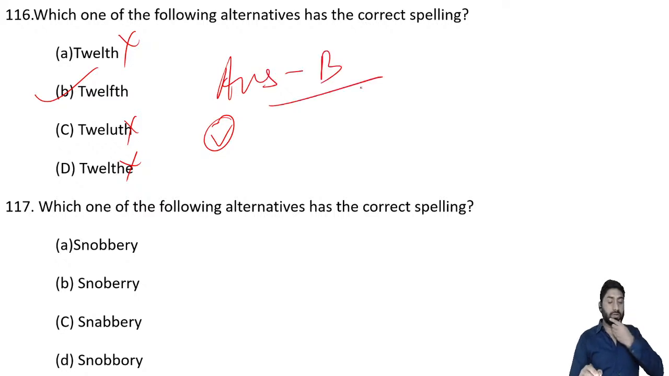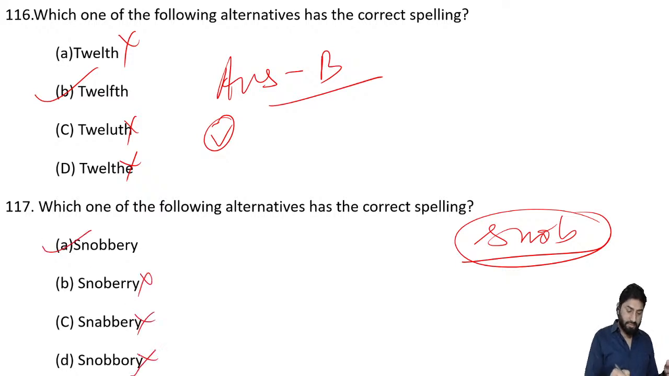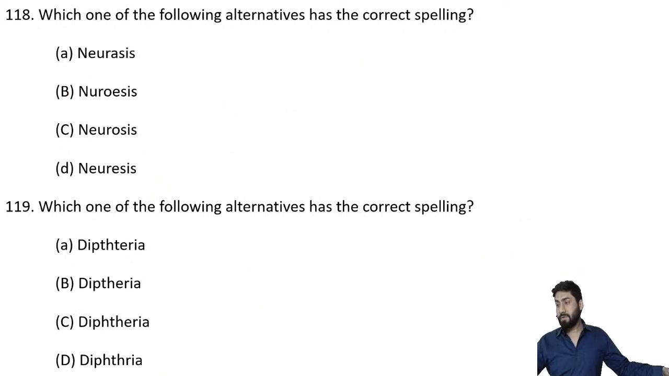Which one of the following alternatives has the correct spellings? This has come before as well. Snobbery: a snob is somebody who is very arrogant, who considers only himself. Snobbish, snobby, snob, snobbery, all the words are formed from this. So our snob has double B, R, Y, obviously this is the correct one, the rest are useless, right? So the answer is A. Correct answer. You can mark and move ahead.